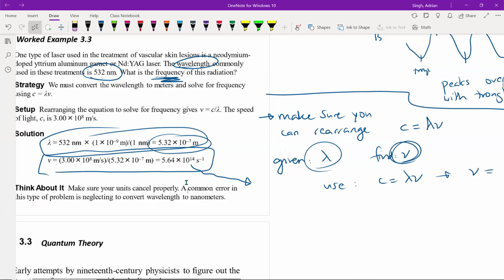5 times 10 to the 14. That makes sense in terms of the units. The unit that we end up with here is going to be second to the minus 1, or hertz. The number makes sense in terms of the magnitude as well.